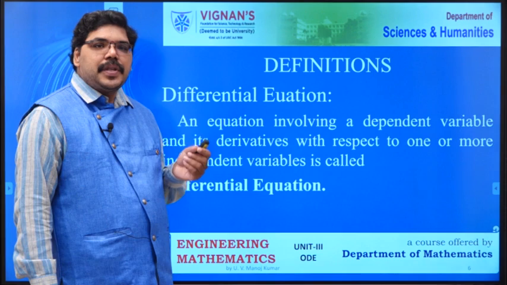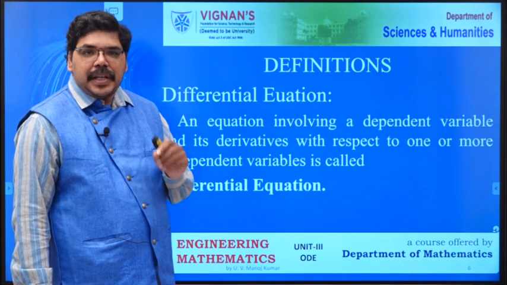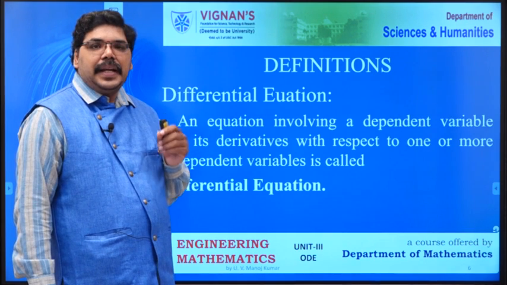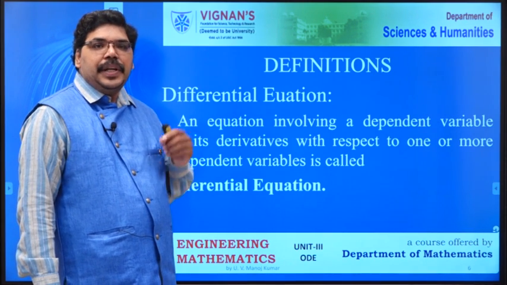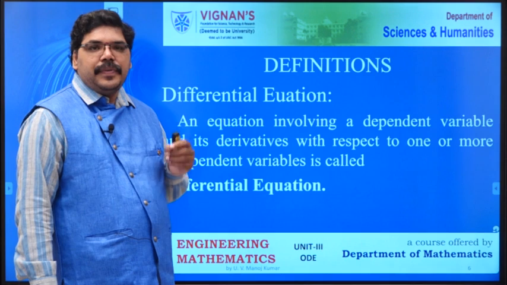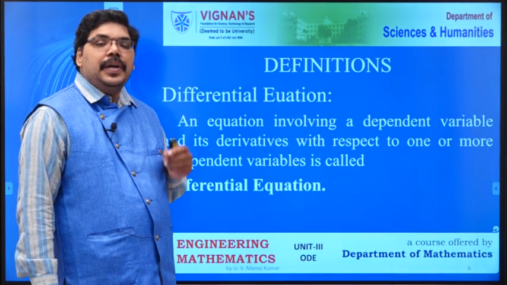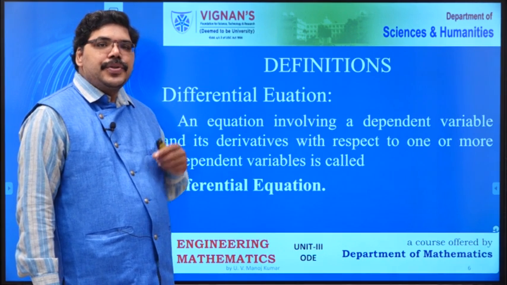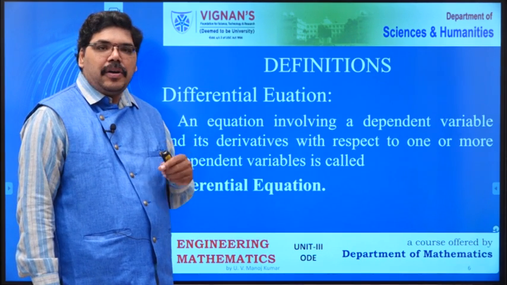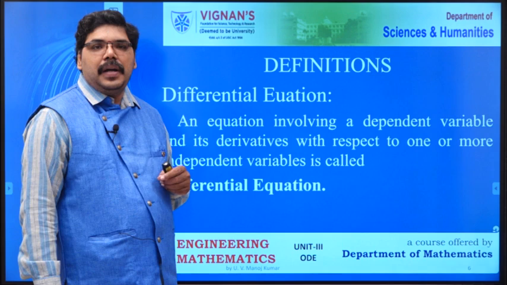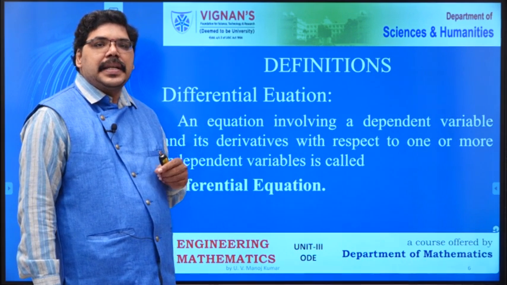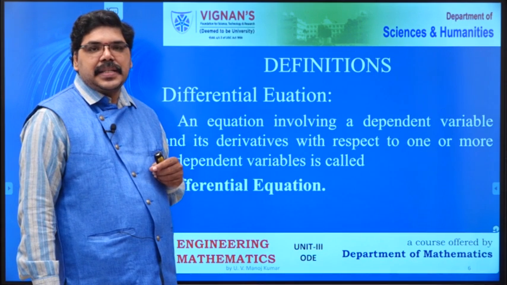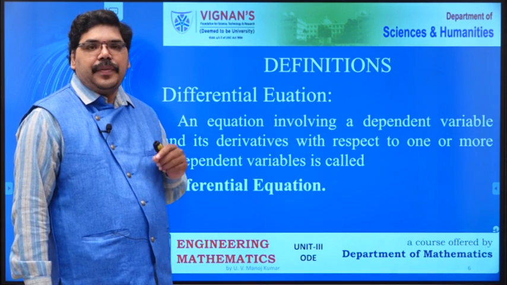The derivatives are also called differential coefficients. If you differentiate once, you get a first order derivative. If you differentiate twice, you get a second order derivative. If you differentiate thrice, you get a third order derivative. All these first order, second order and third order derivatives are called differential coefficients, and an equation involving these differential coefficients is said to be a differential equation.